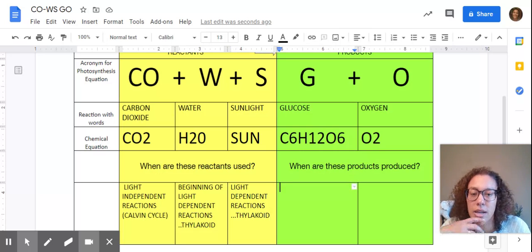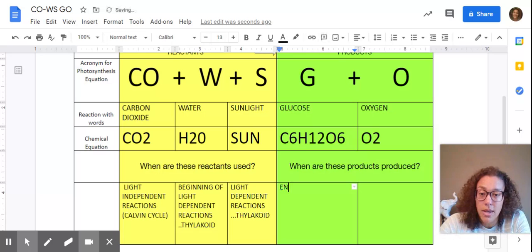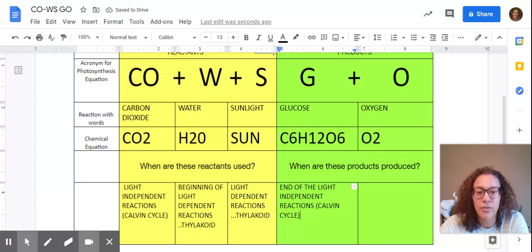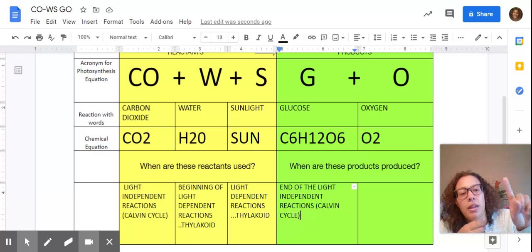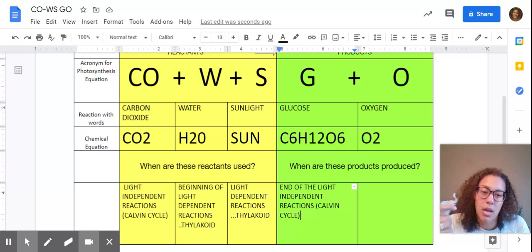All right, our next one: what about glucose? Where is this being produced? This is made at the end of the light independent reactions, aka the Calvin cycle, or the dark reactions. It depends on who found them. Again, remember the Calvin cycle requires 2 full turns in order to actually produce the glucose molecule.